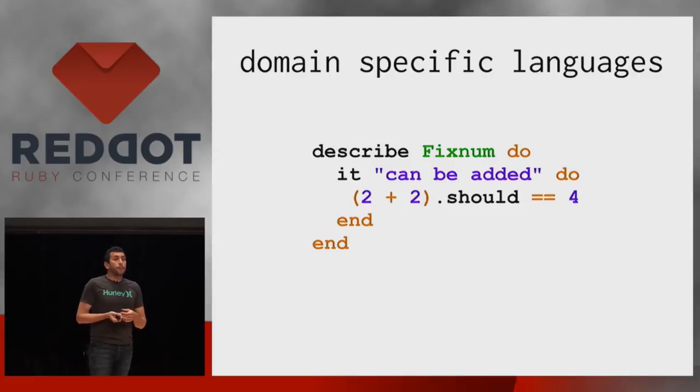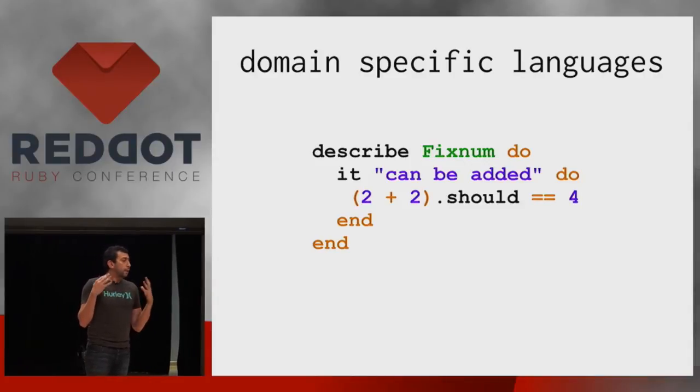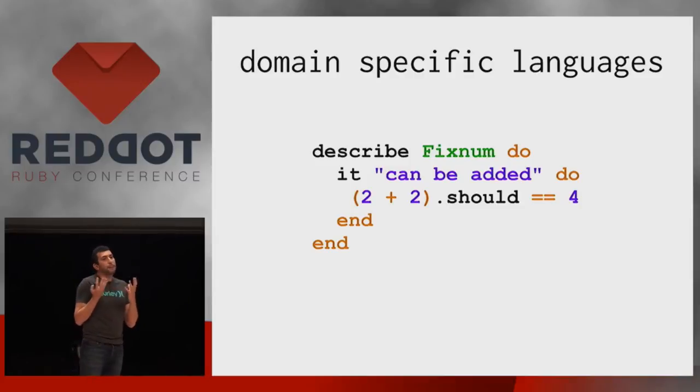DSLs. Once again, textbook example from RSpec. Not the latest version of RSpec, an older version. Here we have something that is meant for testing. I want to test integers. So I'm describing Fixnum, the class for integers. They can be added here. 2 plus 2 should equal 4. And the interesting side of this is that it looks so nice. It reads like it's a language that was designed for testing, but it's not, it's just Ruby. So that's why domain-specific language.